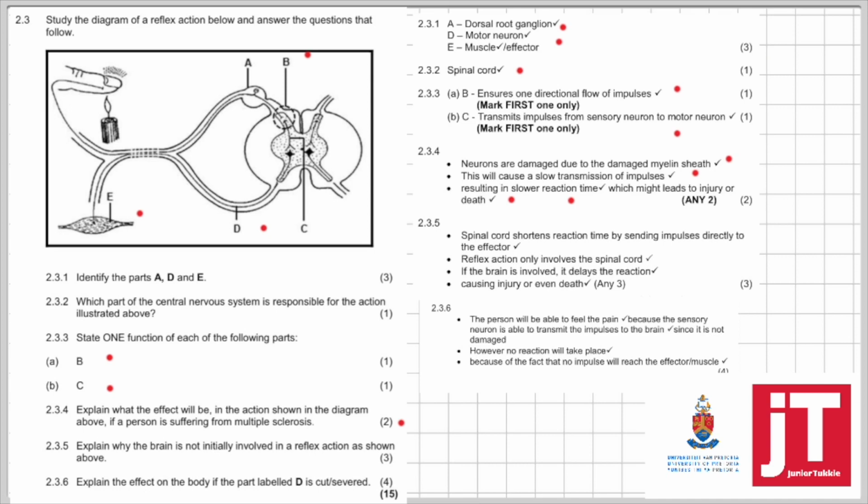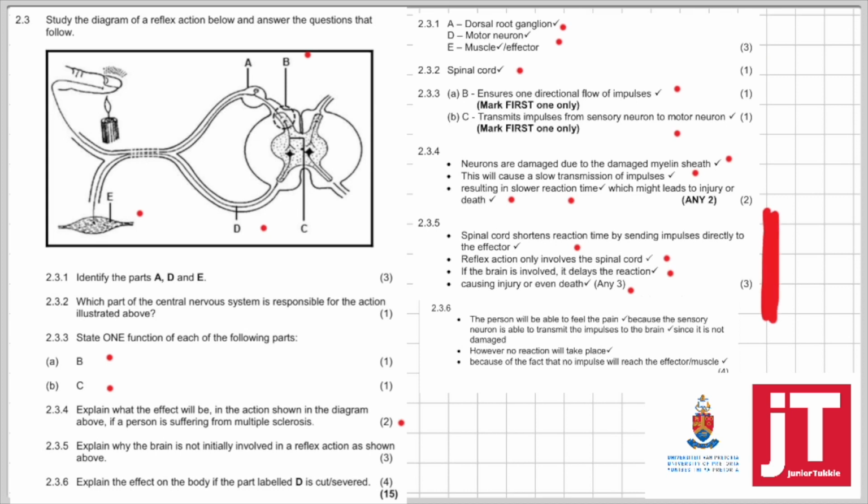Right. 235. Explain why the brain is not initially involved in a reflex action as shown above. Now, why does the reflex action not directly involve the brain? Because the spinal cord shortens the reaction time, right? By sending impulses directly to the effector. Reflex action only involves the spinal cord. If the brain was involved, it will take too long, it will delay the reaction, and it will cause injury. Nice question this. Write this down in your special book so you don't forget it.